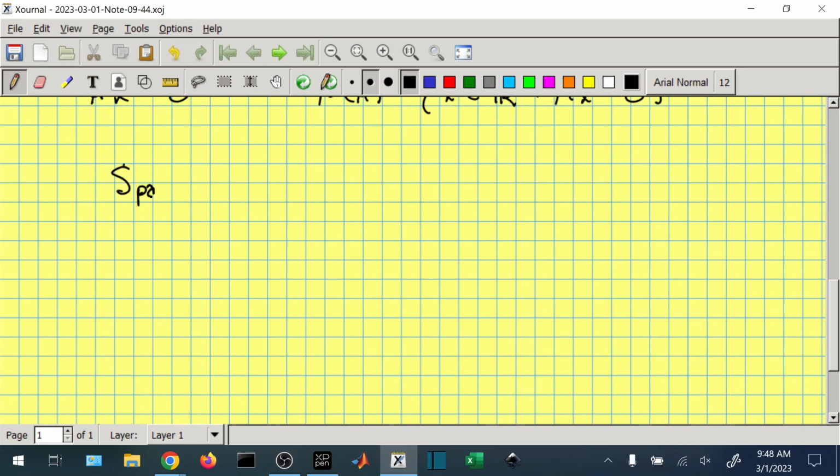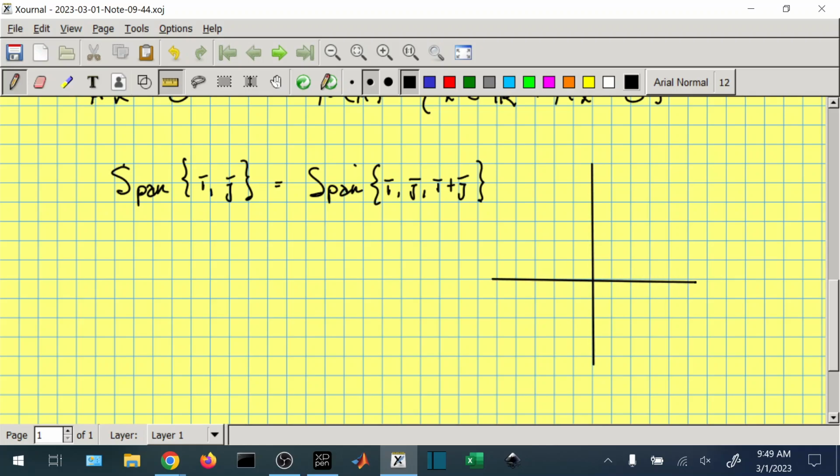The span of i hat and j hat is the xy plane. But the span of i hat, j hat, and i hat plus j hat, well, i hat plus j hat didn't add anything new. If we drew a picture, we'd have i hat, go the other way, j hat, and i hat plus j hat, right? They're all on the xy plane.